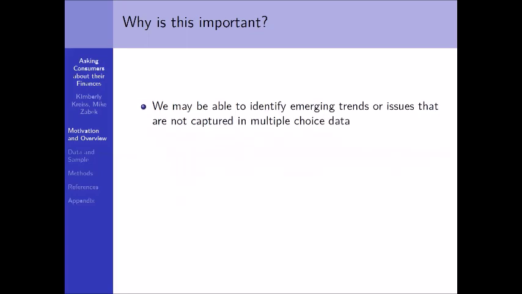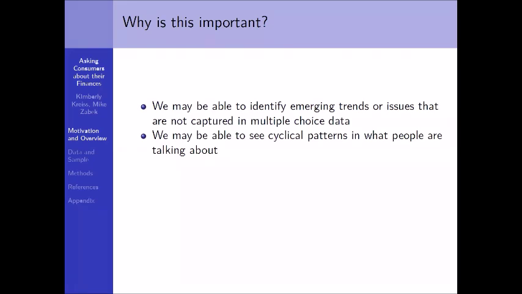Okay, just from a survey point of view, why this is important. One unique thing about this type of data is we might actually be able to identify some emerging trends or issues that just might not otherwise be captured in multiple choice data. So we give people the pen, so to speak. We let them tell us how they're feeling instead of giving them a question and 4 bins to put themselves in. We may also be able to see some cyclical patterns in what people are talking about. This is an annual survey. If we ask this question each year, we might be able to see some cyclical patterns that align with the business cycle or other things that are going on.